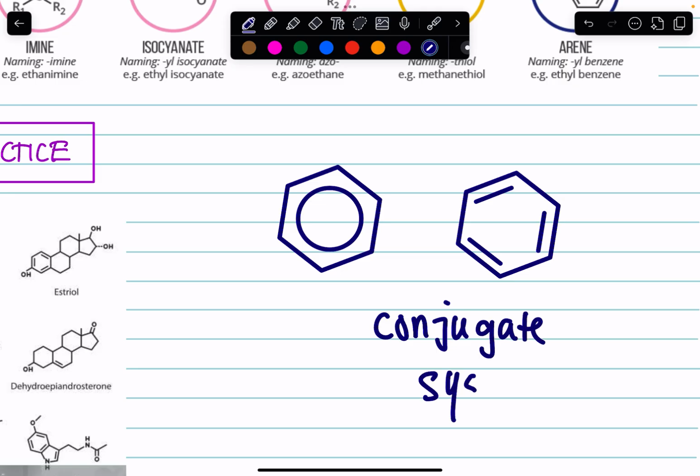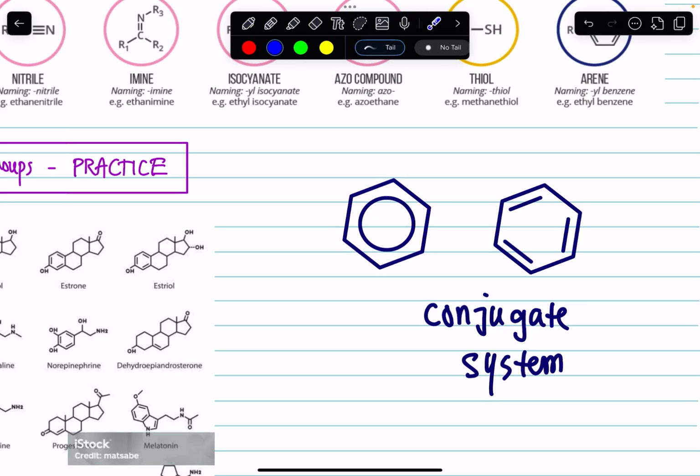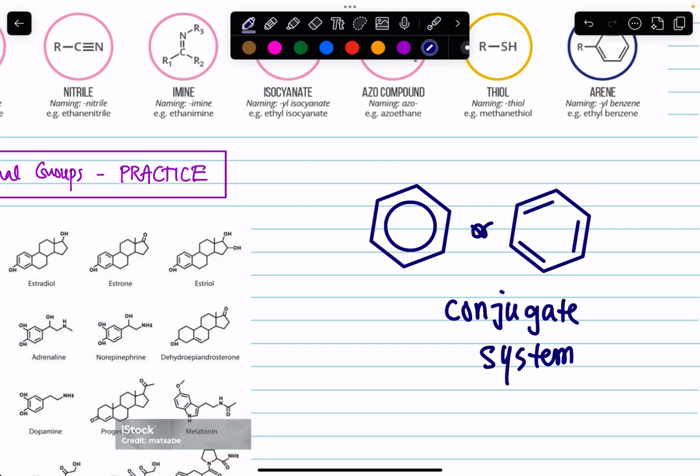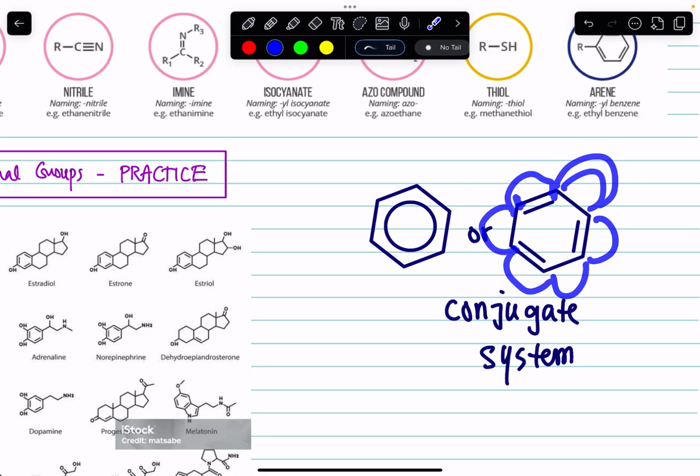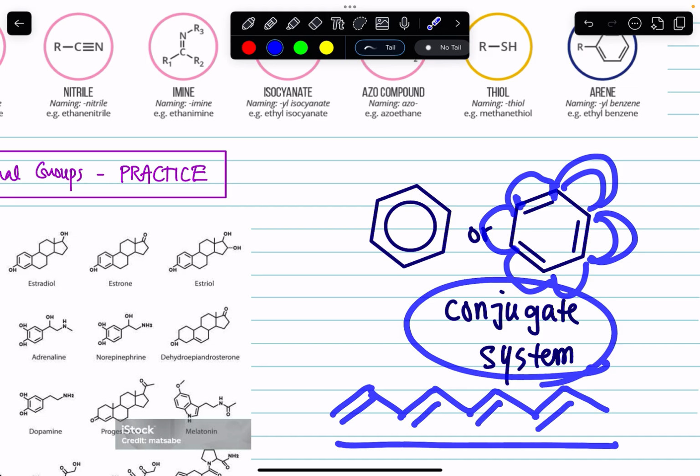A conjugate system, by definition, is a system that has double bonds, one on every other carbon. So you can see these two carbons have double bonds, these two carbons have single bonds, then you have a double bond, single bond, double bond, single bond, double bond, single bond, double bond. When you have this sort of back-to-back single, double, that would be another example. These are called conjugate systems, and they are very important in organic chemistry because they demonstrate unique behaviors.